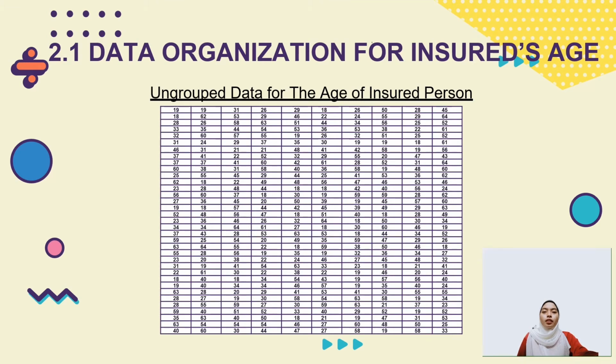2.1 Data organization for insured age. This is ungrouped data for the age of insured persons. There were 350 people taking life insurance. Following data, this is the age of insured persons.